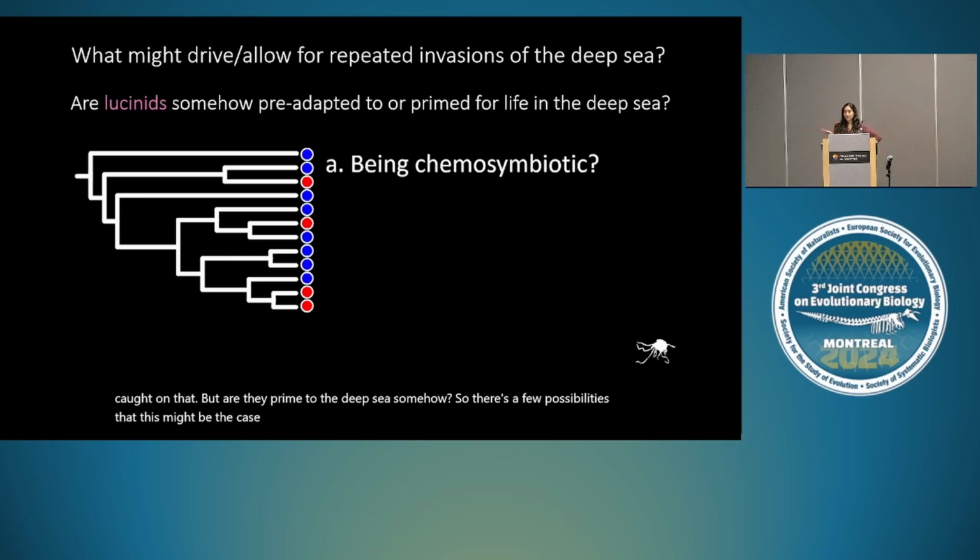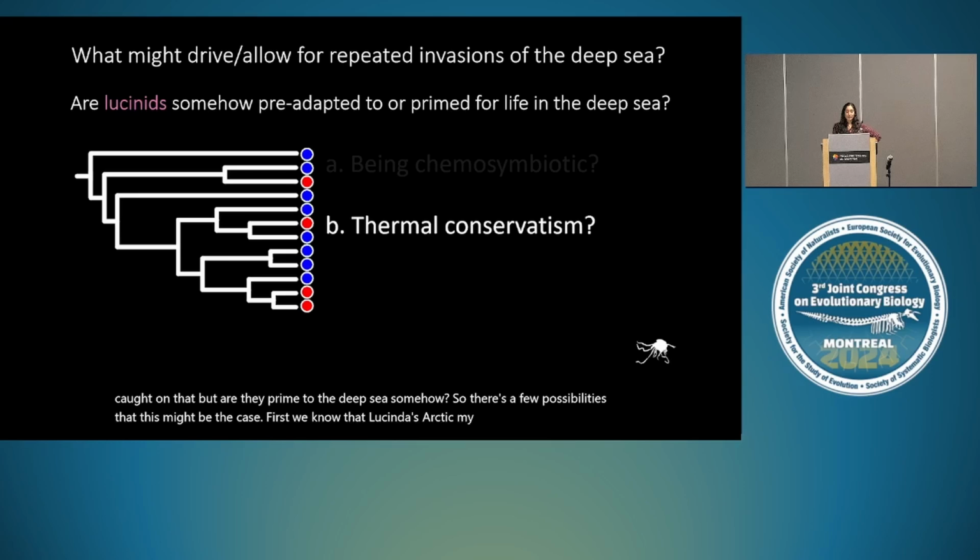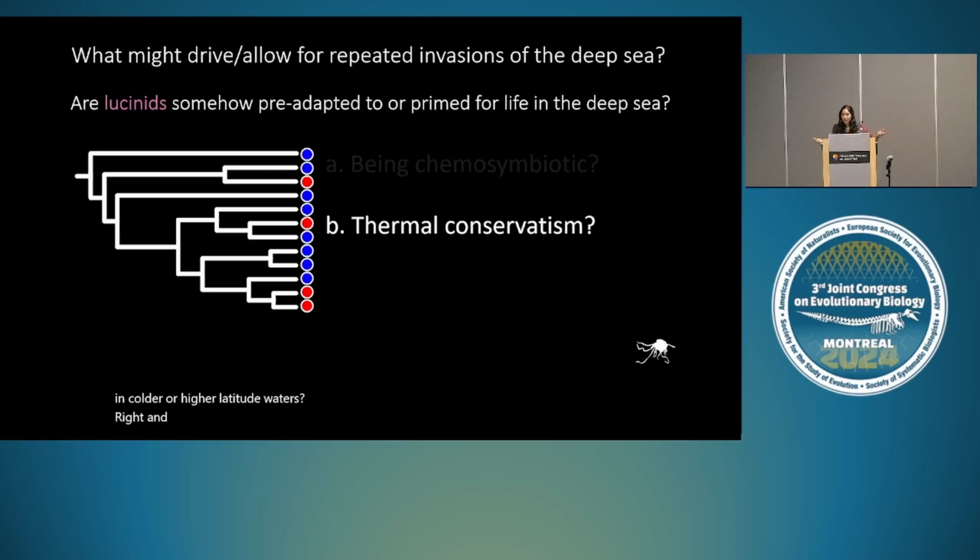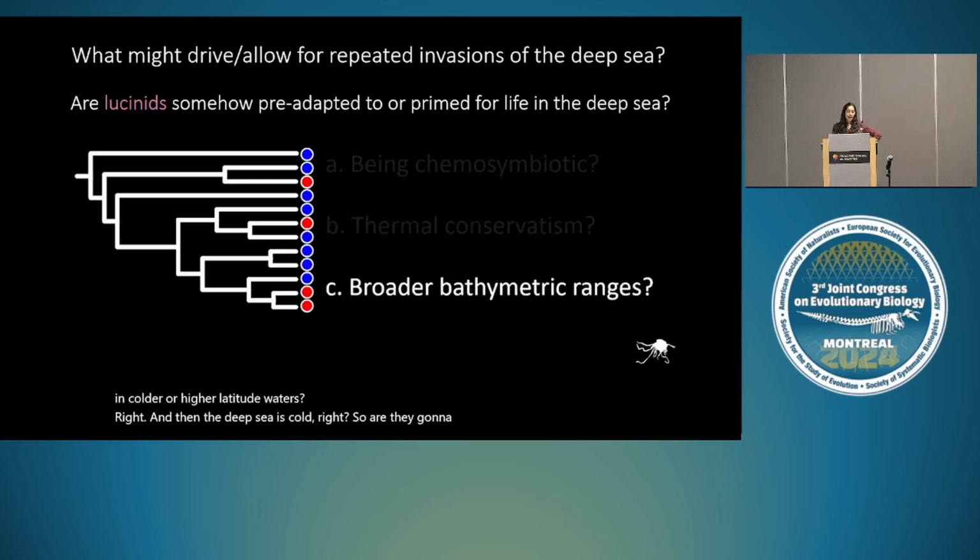First, we know that lucinids are chemosymbiotic. Second, it might be a matter of thermal conservatism. Are the putative ancestors of lucinids found in colder or higher latitude waters? The deep sea is cold, so are they getting used to that? And then last but not least, do the putative ancestors of the deep sea lucinids have broader bathymetric ranges, and then they're just contracting into these more narrow ranges in the deep sea?